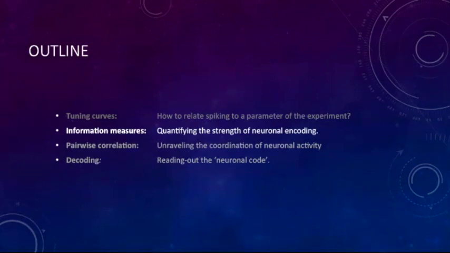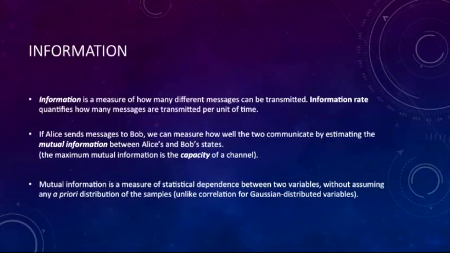So information. How do we quantify the strength of the code, the quality of the code? If you're not familiar with what information is, I'm sure some people will disagree here, but I tried to summarize it as simply as I could. First, information is, I would say, a universal measure of how many different messages can be transmitted by a variable, by a sender. Information rate quantifies how many messages can be transmitted per unit of time. So you send a message. How many messages can you transmit?